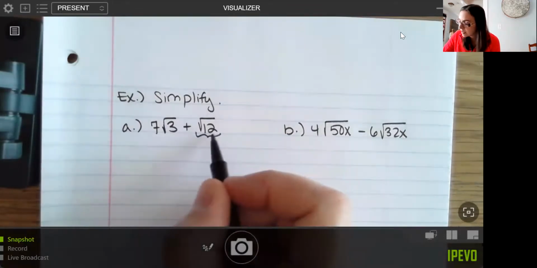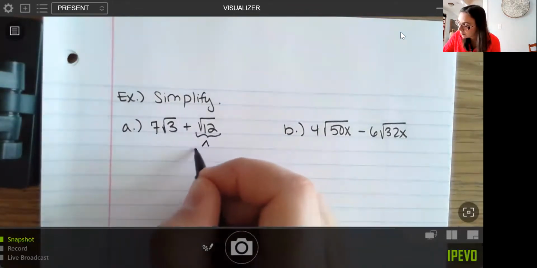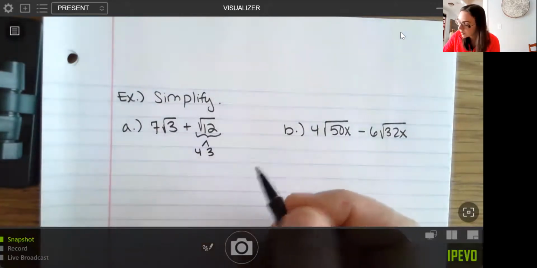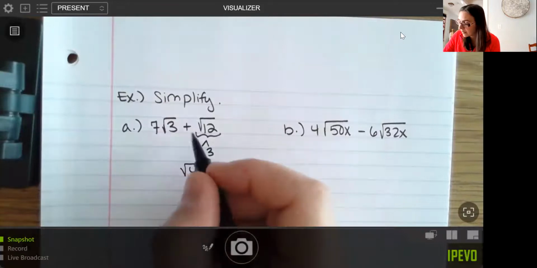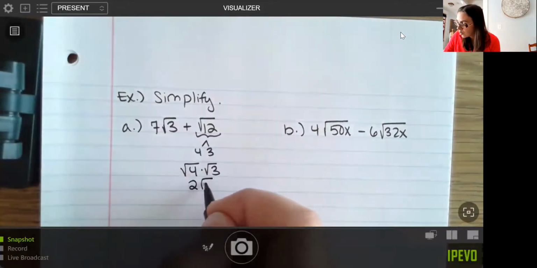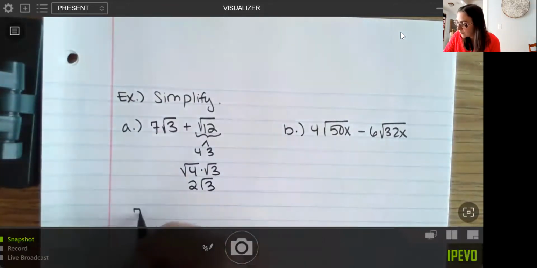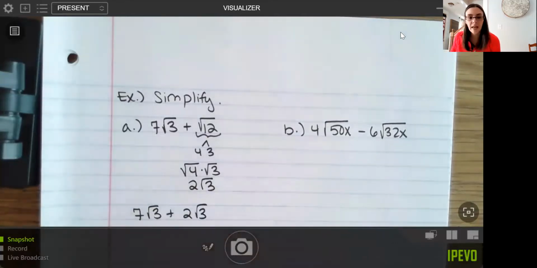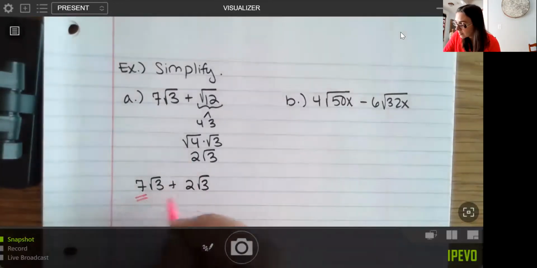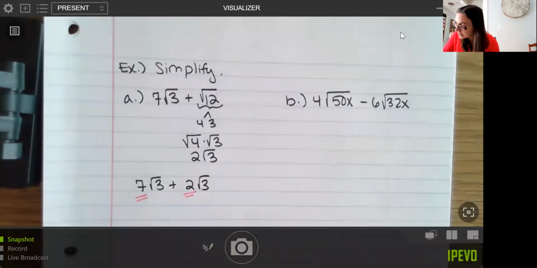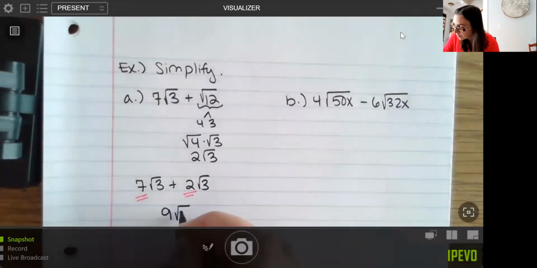Root 12 is the same thing as having 4 times 3. So I can rewrite this as root 4 times root 3. And now I can simplify. Root 4 is 2. So my problem actually becomes 7 root 3 plus 2 root 3. And now you can see that you have like roots or like radicals. So 7 plus 2 is 9, and my answer is 9 root 3.